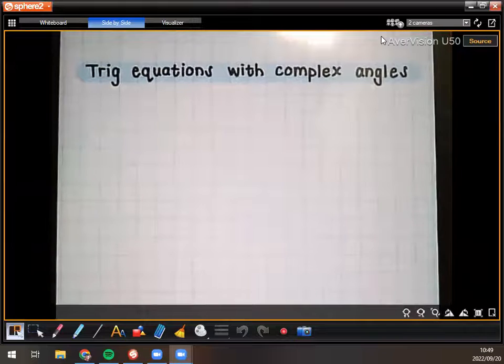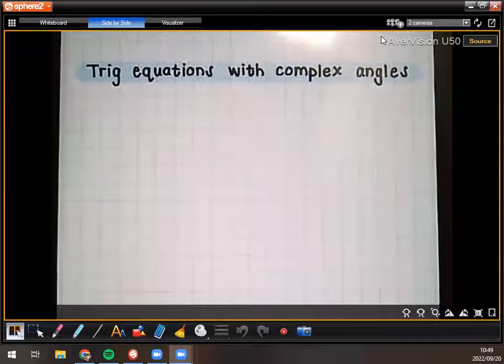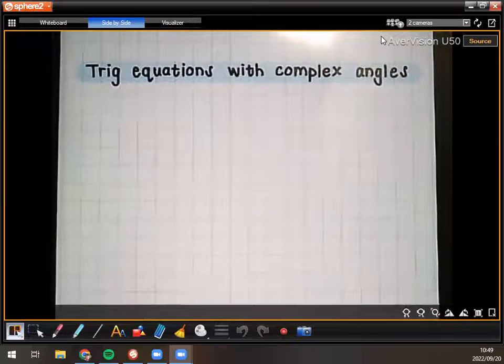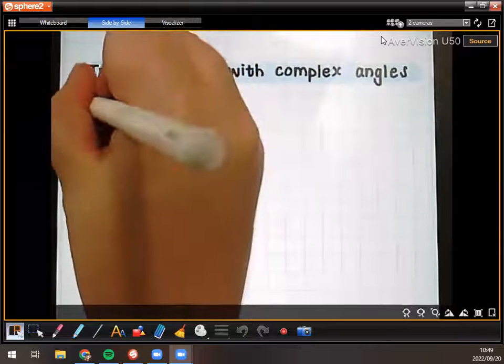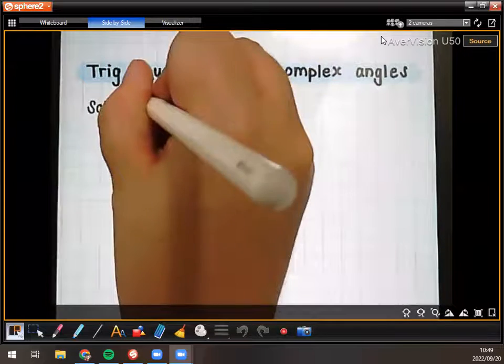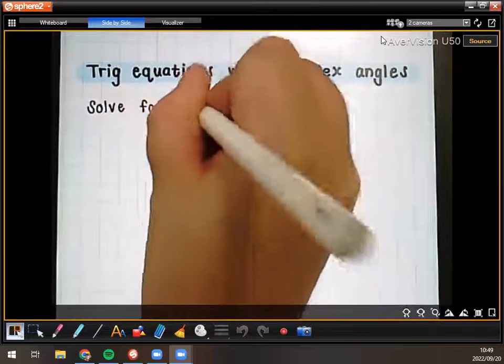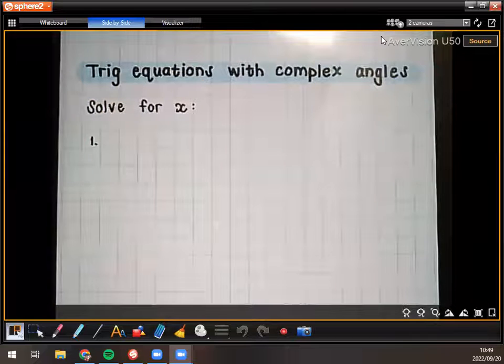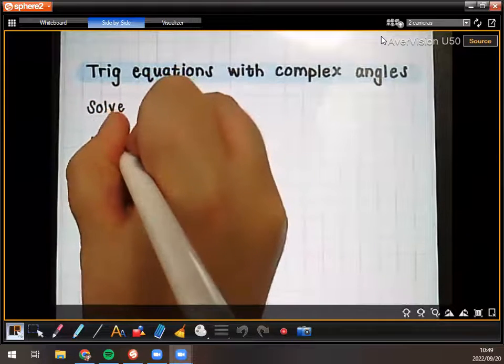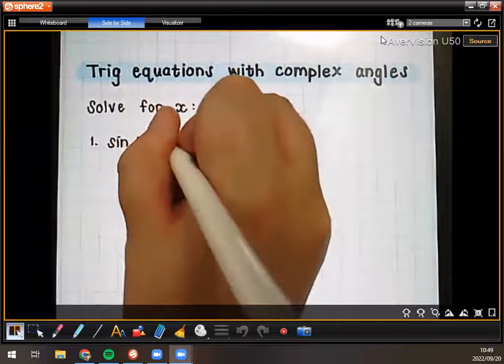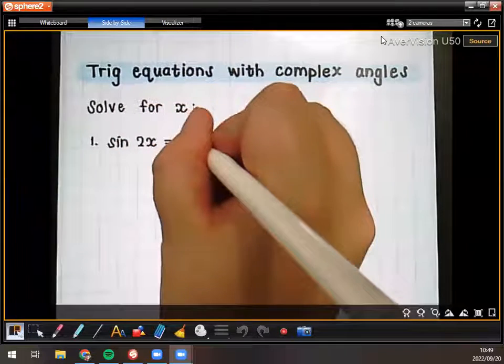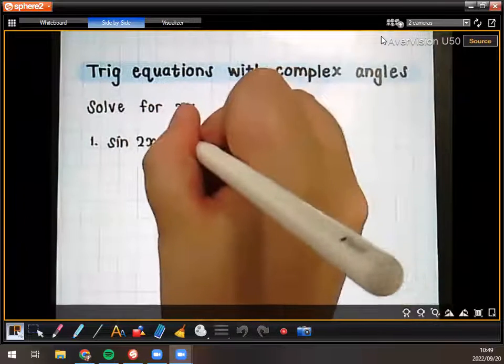So basically what this means, guys, is now we're going to do trig equations where it's not just sin x or cos x or tan x, it's maybe sin of 2x or cos of, in brackets, x plus 20 degrees. So the angle is more complicated than what we did before. The method is still going to stay the same. So let's say solve for x. For example 1, let's do sin of 2x is equal to, let's keep it positive, 0.3.